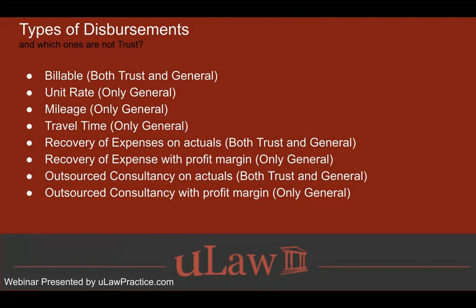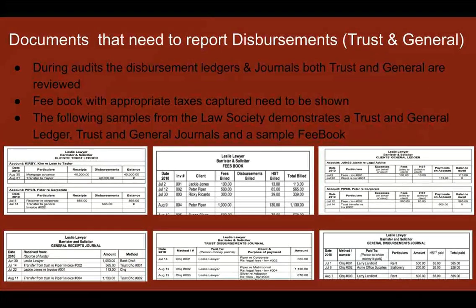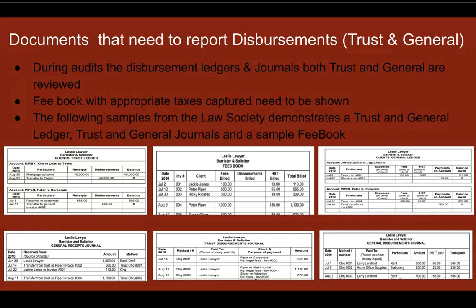So to remember this, only general, like mileages, anything with profit margin, travel time, all of these can go only out of your general account. So this is what has been said in the Law Society guidelines. You can definitely look up the website for more additions and understanding it better. That will help you to record disbursements and expenses associated with your practice in a better manner.